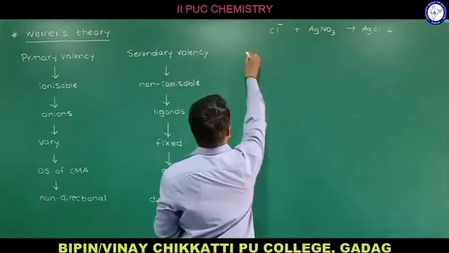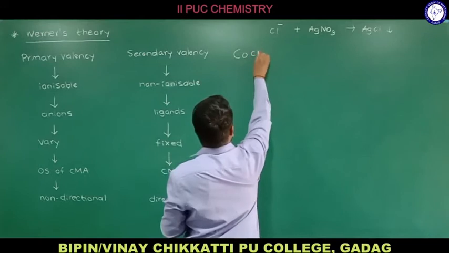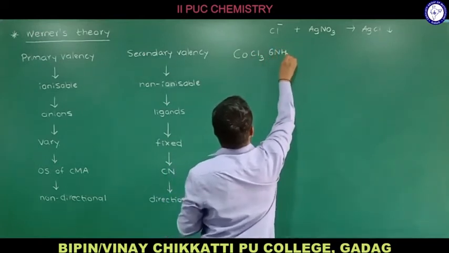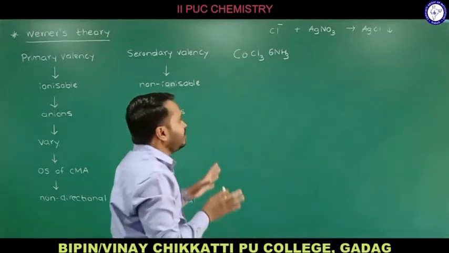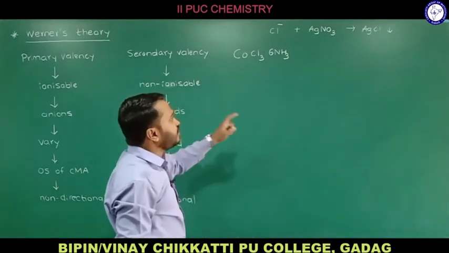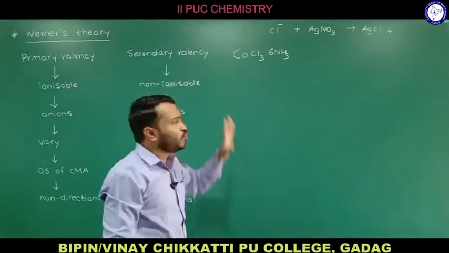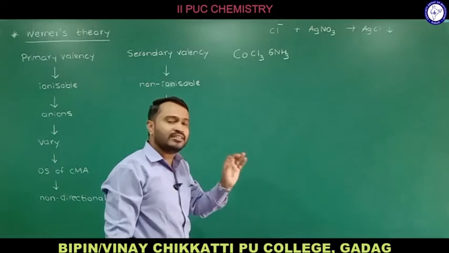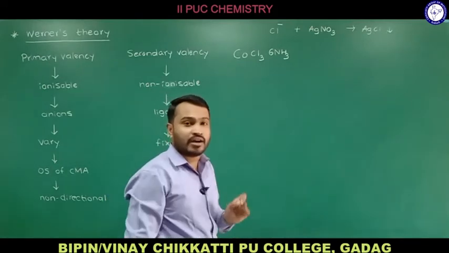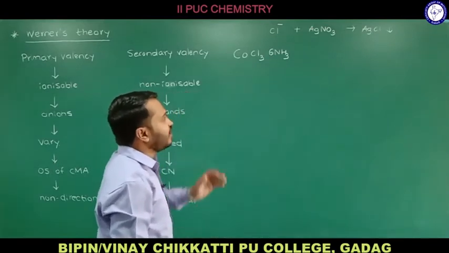So the first compound he considered, let me write that, is CoCl3·6NH3. This is the initial coordination compound experimentally studied by Werner. If you just look over the molecular formula, it doesn't look like a coordination compound because we don't see counter ions or a coordination sphere. But let me explain later how we can write it in that fashion.